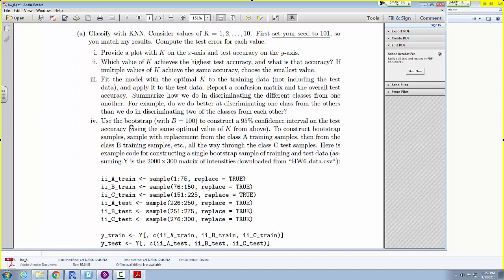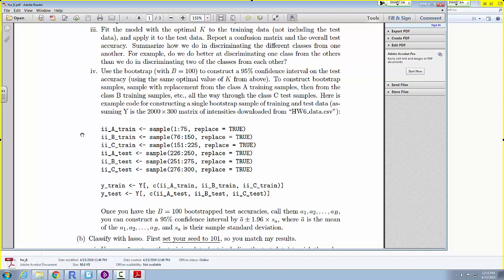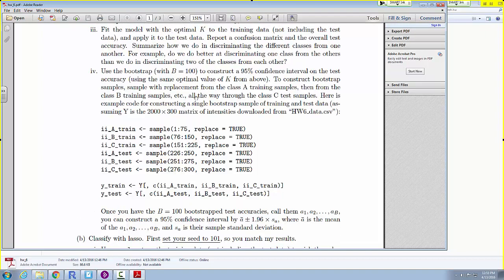We've talked about how to do the bootstrap. You'll have to use what we've learned to do a bootstrap to get a confidence interval on something. So specifically, we're going to get a test accuracy. This is the accuracy of our model when applied to the test samples.